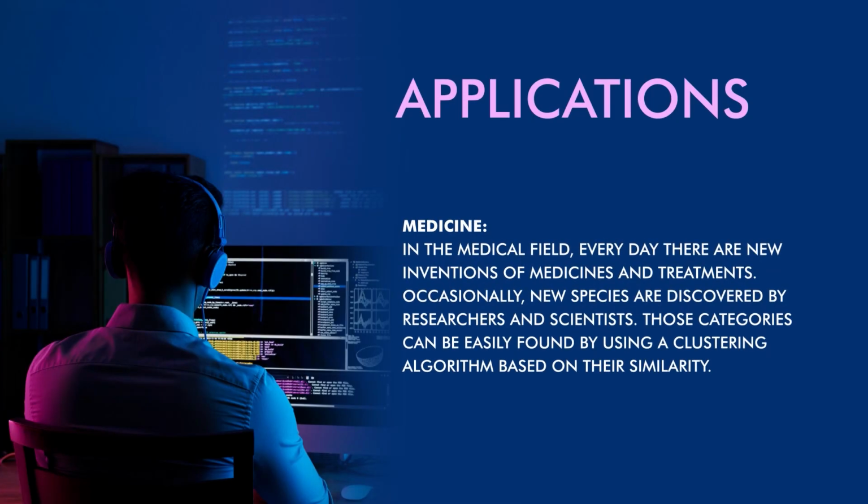Similarly, in the field of medicine, you can find new types of medicine. Occasionally new species are discovered by researchers and scientists. Those categories can easily be found by using a clustering algorithm based on their similarity.